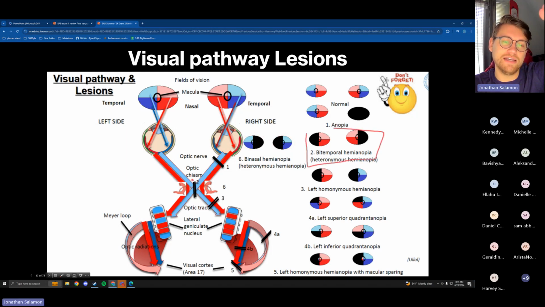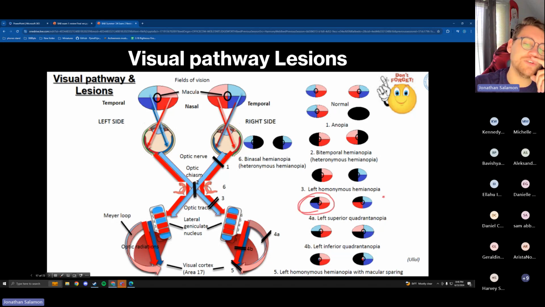Bitemporal optic chiasm damage, very important. And then here, right after the lateral geniculate nucleus, you've basically cut the vision in half twice, so now you are in quadrants. If you're talking about a loss of a quadrant, it has to be after the lateral geniculate nucleus. If you're talking about loss of half of a field of view, it has to be before the lateral geniculate nucleus. And if you have macular sparing, it's in the back. It's a posterior cerebral artery deficit.